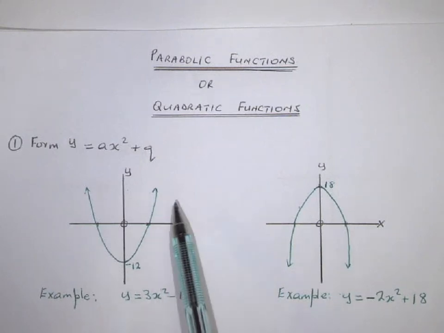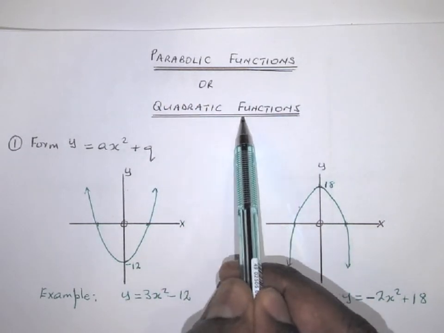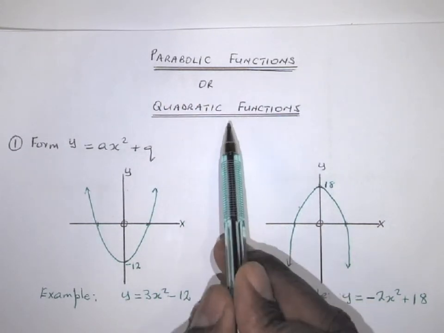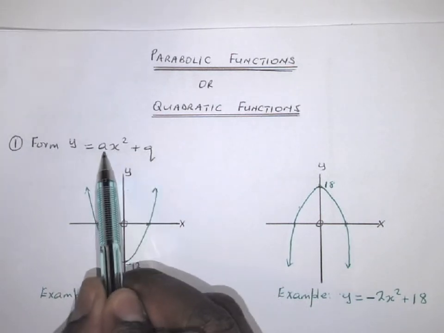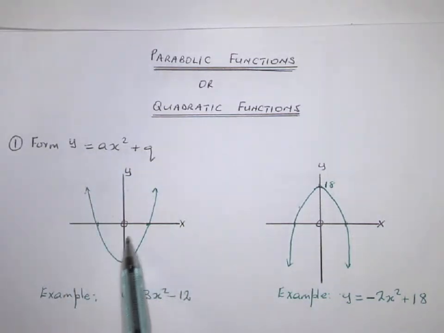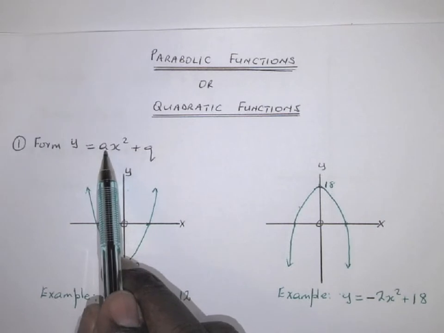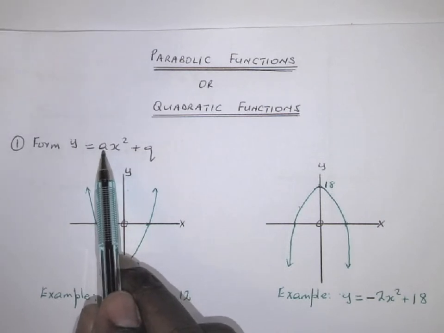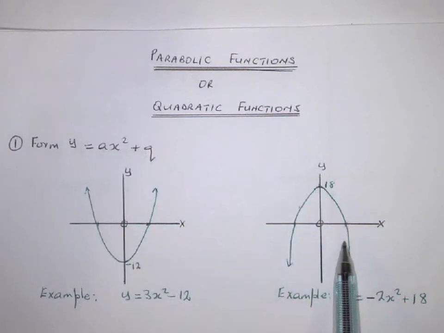Hi. In grade 10, you learned about a parabola or a quadratic function. And the standard form of your parabola was y is equal to ax squared plus q. When a was a positive number, say it was 7 or 3 or 4 or a quarter, your graph will be shaped like this. However, if a was a negative number, a minus 5, a minus 3, a minus a third, your graph will look like this.